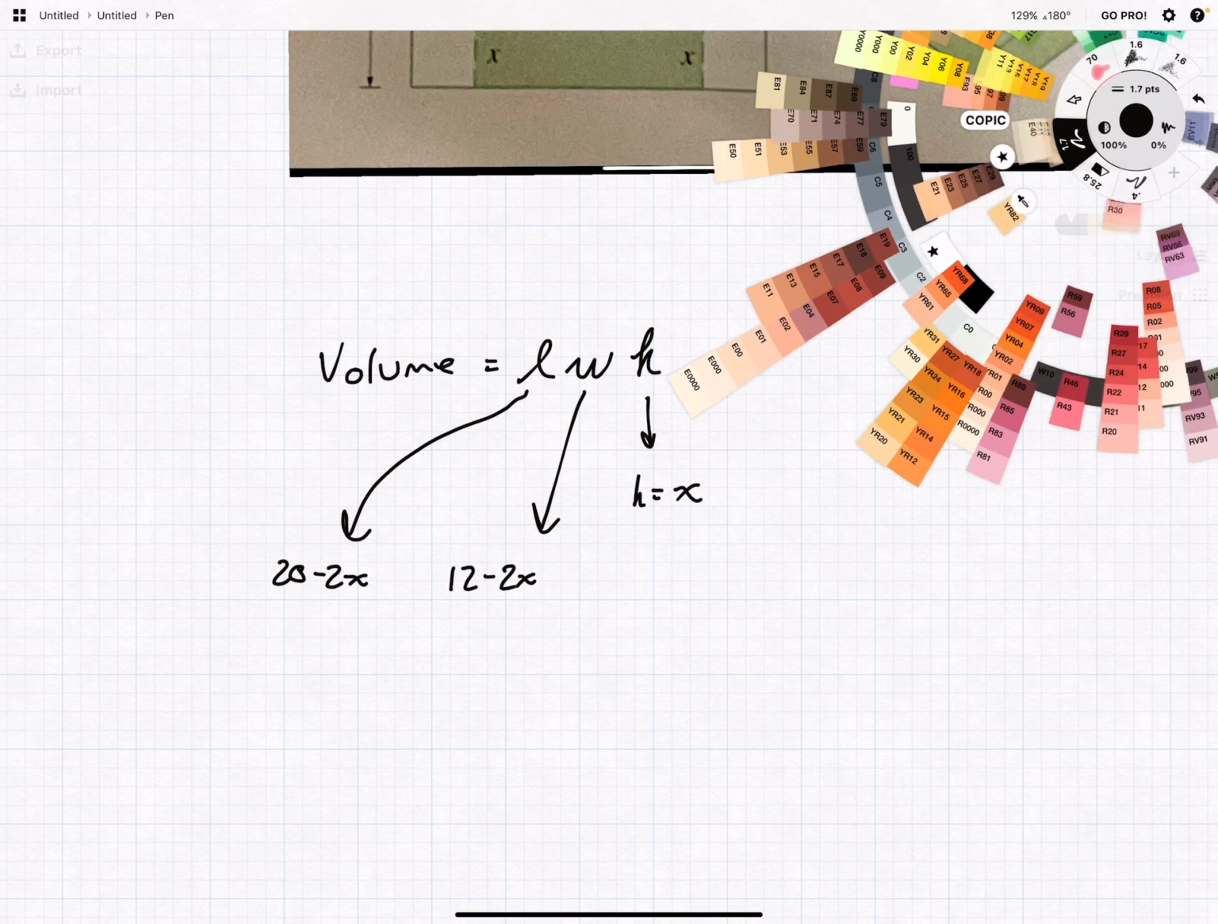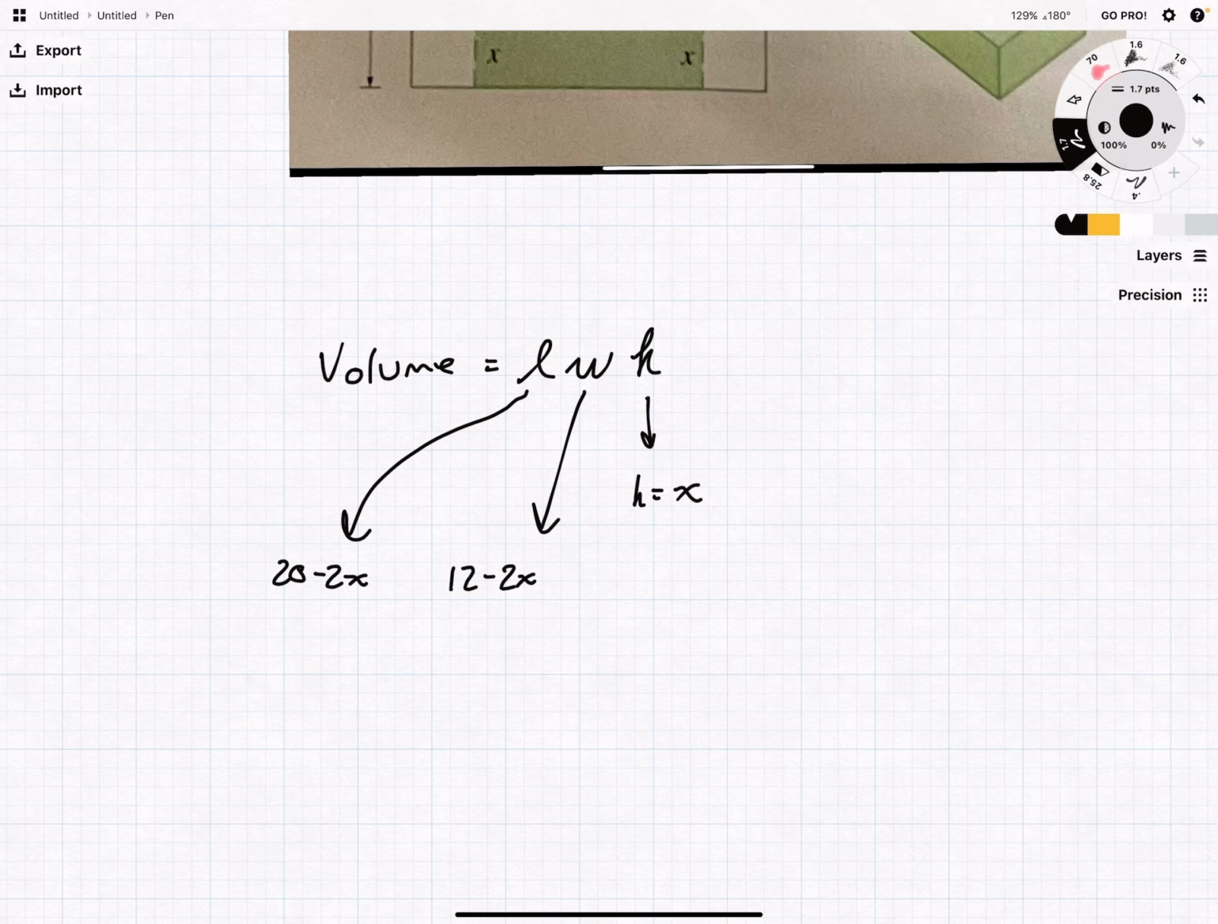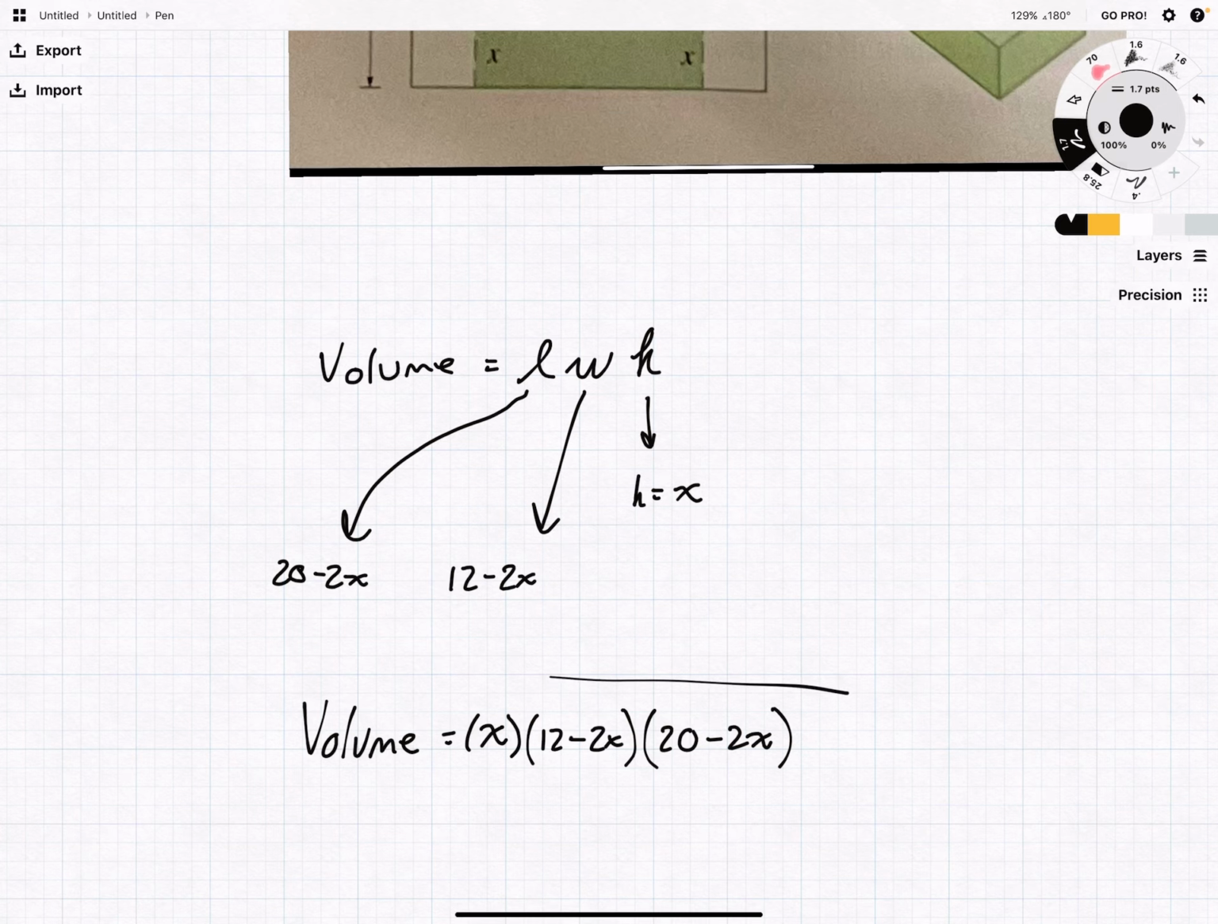Now, with all of that said, that's everything we need. We can just say that the volume is equal to x times 12 minus 2x times 20 minus 2x. And that's going to be the answer for our volume function.